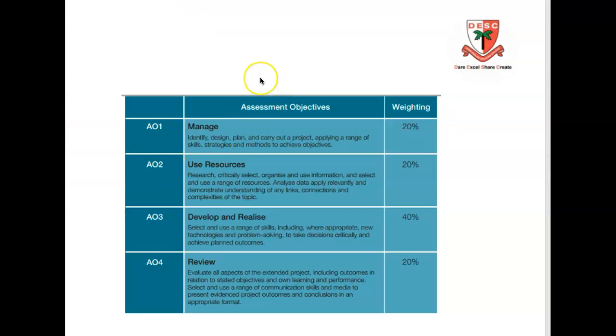So to start off, you're going to be assessed using the real EPQ assessment criteria. AO1, which is manage, how well you've managed your time and achieved your objectives. AO2 will be, did you use resources properly? And if you want to get a higher grade in the EPQ, the key thing is the idea of evaluating your sources. And that's why we spent so much time looking at the CRAP technique.